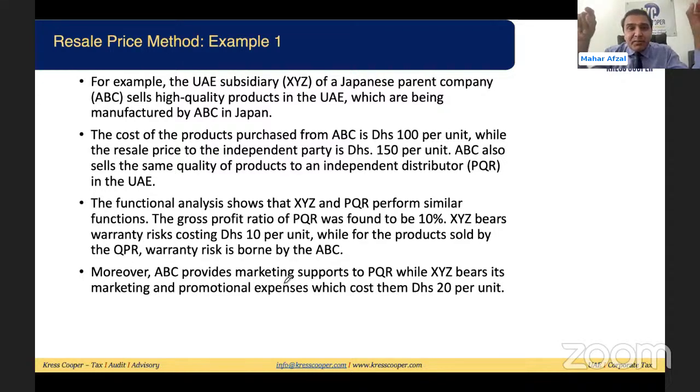This 100 might be, there is a possibility. I'm not saying 100% this is a controlled cost, but there is a possibility that this 100 is a controlled cost. The cost of the product purchased from ABC, because both are related parties, is 100, while the resale price to the independent party is 150.